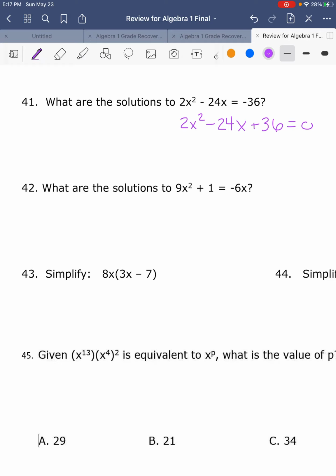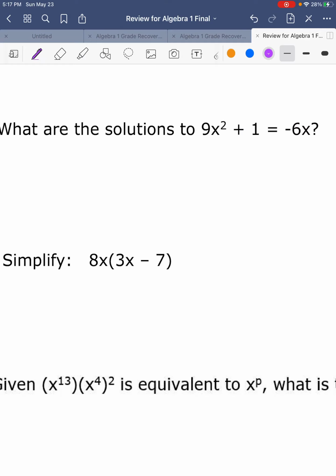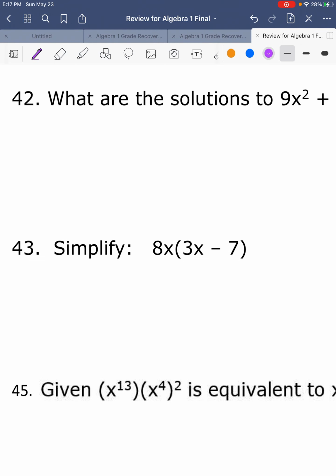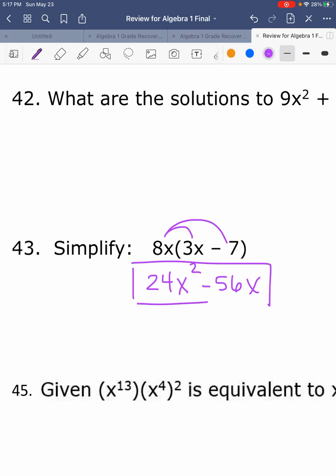This is where we have to multiply. So on 43, you literally just have to distribute that 8x. So 8x times 3x is 24x squared. And then 8x times negative 7 would be negative 56x. And that right there would be our answer.